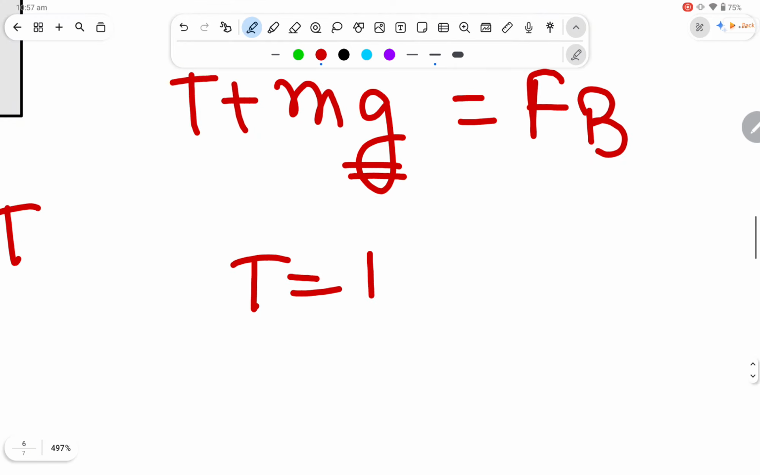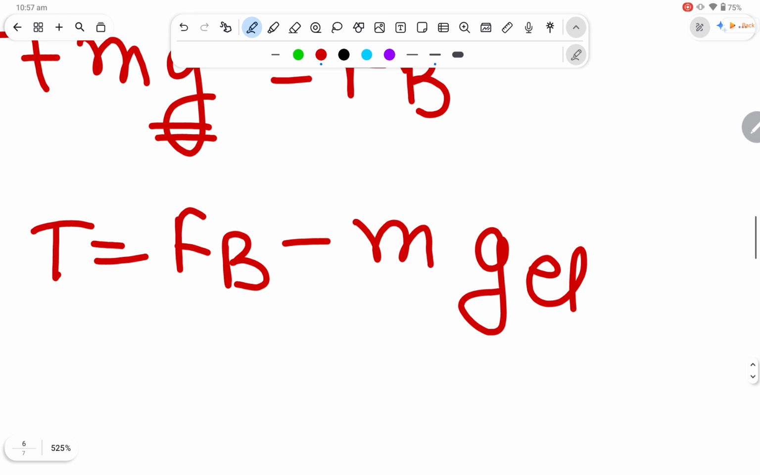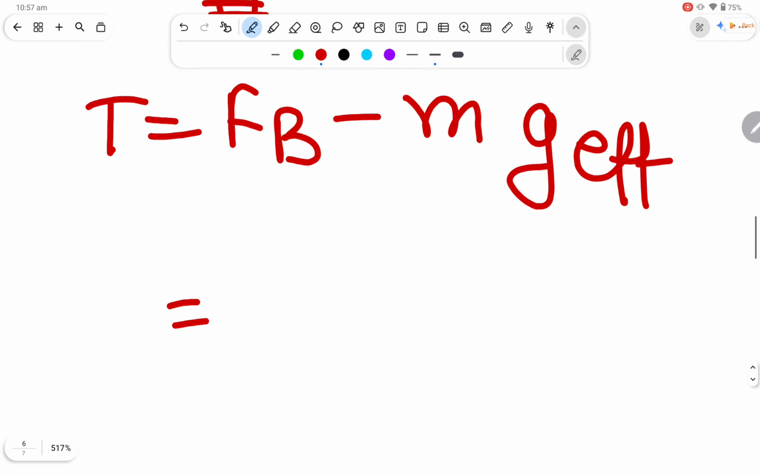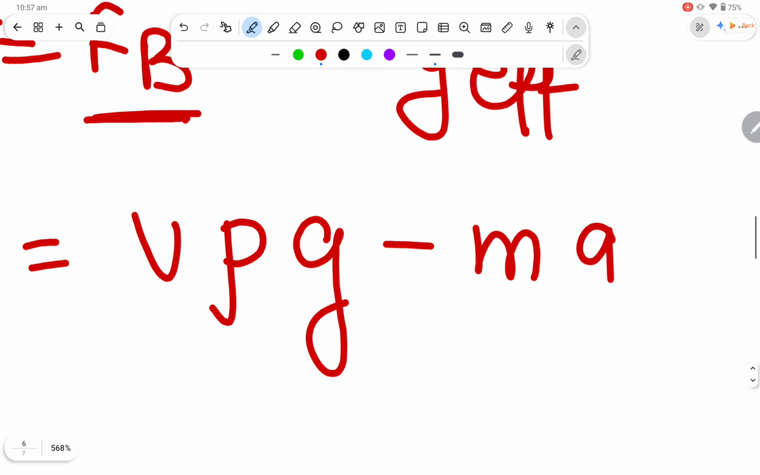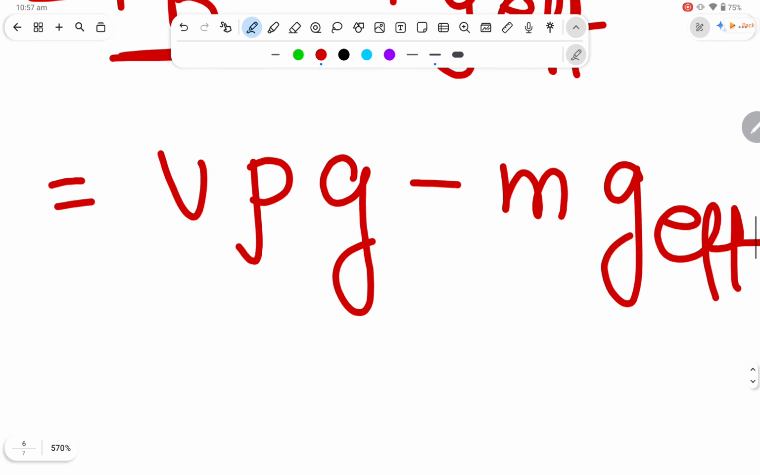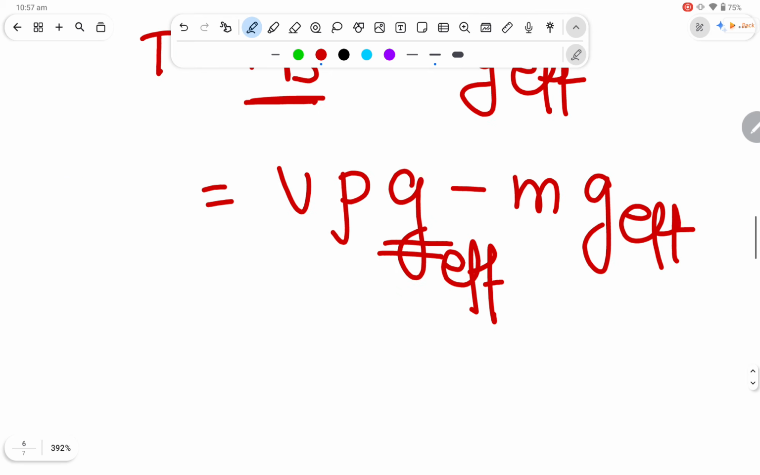So tension is equal to buoyant force minus mg, and now I will not write g, I will write g effective. The buoyant force is equal to rho Vg minus mg, and that g too you have to convert into g effective. That is the gist of the question.